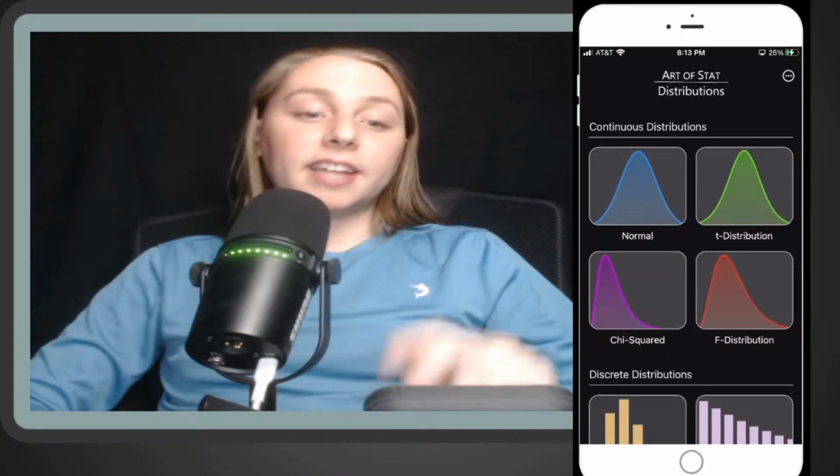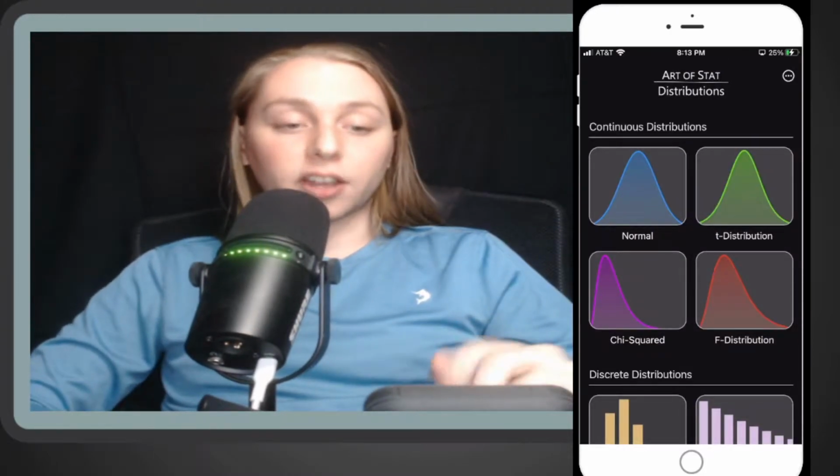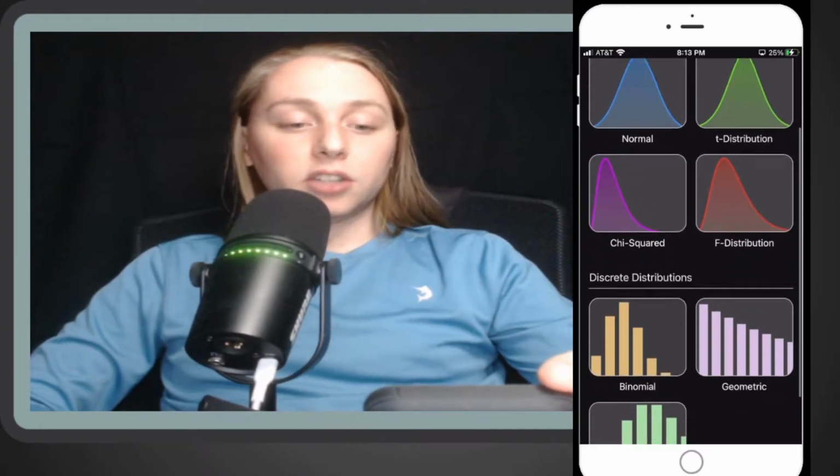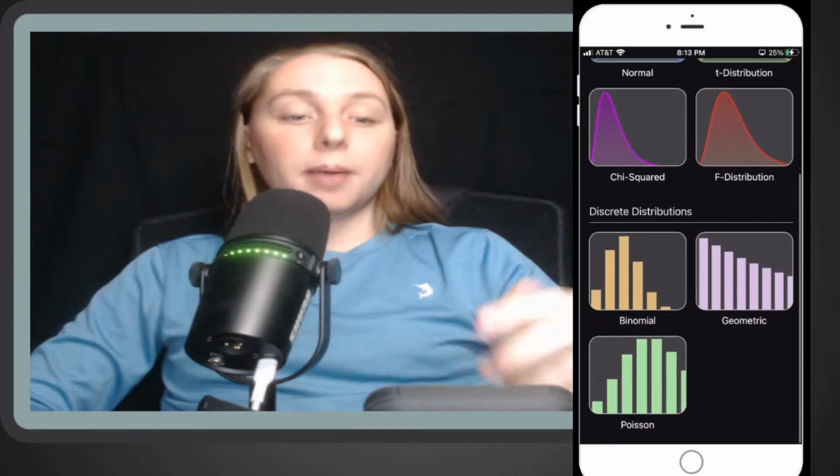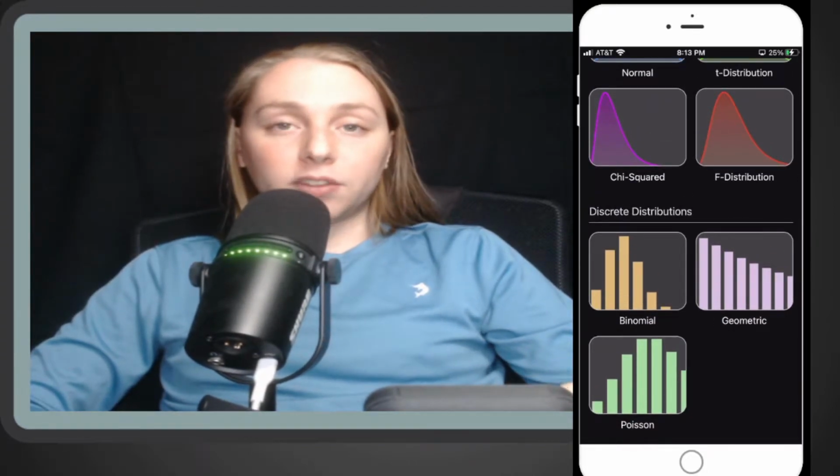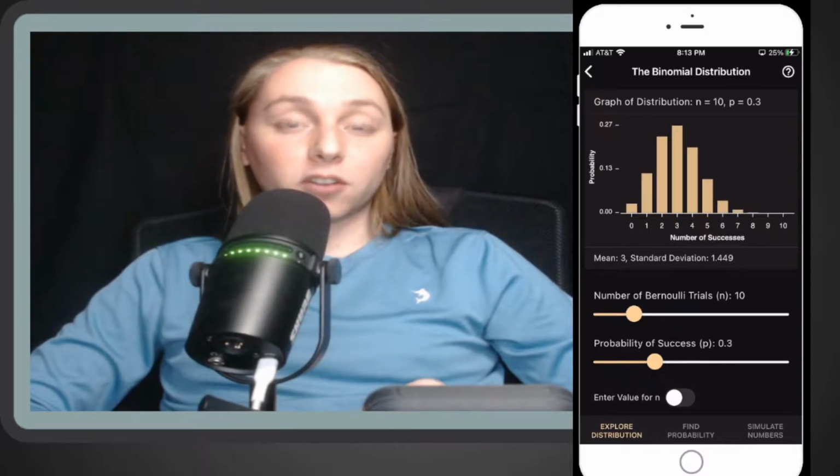And let's navigate. Instead of the continuous distributions like normal, we should be able to move down to the discrete distributions, being binomial, and then we'll move to that one. So let's open that up and let's go from there.